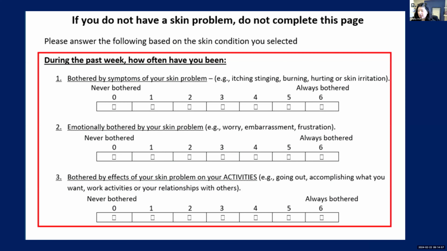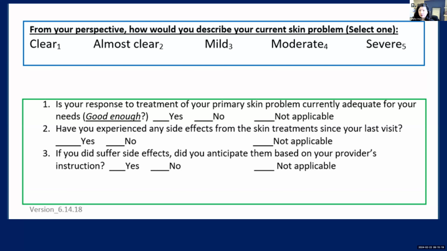And then this is the Skindex Mini. So we took that 29 item survey and we pared it down into 3. Essentially what we did was we put them into parentheses, these various different aspects of symptoms, emotionally bothered, and then these activities. And they can rank them from never bothered to always bothered. And then there are a few more questions about how would you describe your current skin problem from clear to severe?